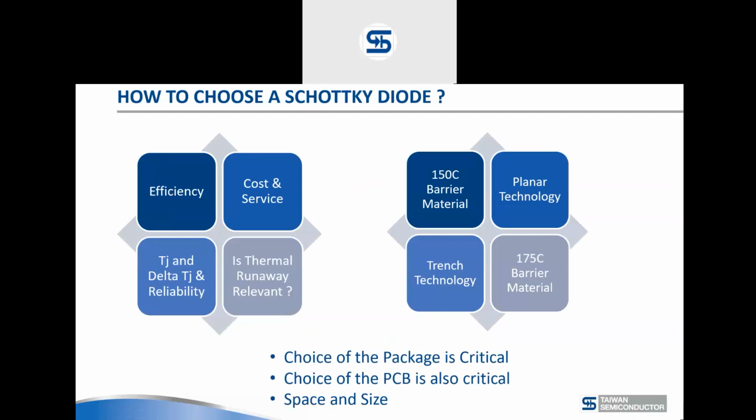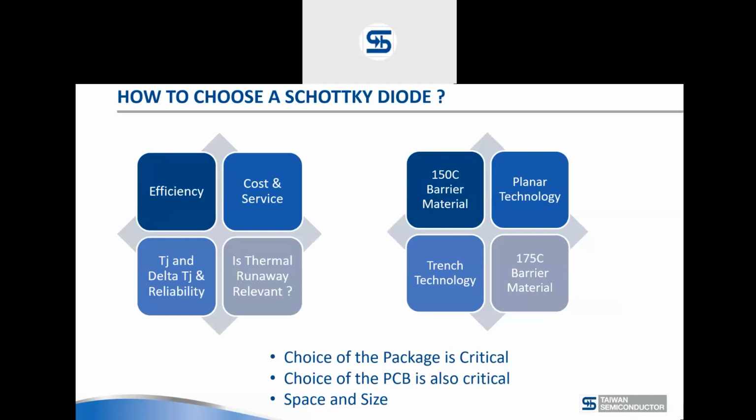So how do you choose a Schottky diode? It depends what your goals are. It's too simplistic here to do a color matching. It is true that if you want efficiency, you want to have 150 degrees C barrier material. That's good. Cost and service may be our best because we're living in a world where a lot of Schottky diodes are used in cost effective or cost demanding applications. Planar technology is the way to go there. For delta TJ and TJ and reliability, maybe trench is the way to go, but then of course that needs to be combined with the barrier material and the design.